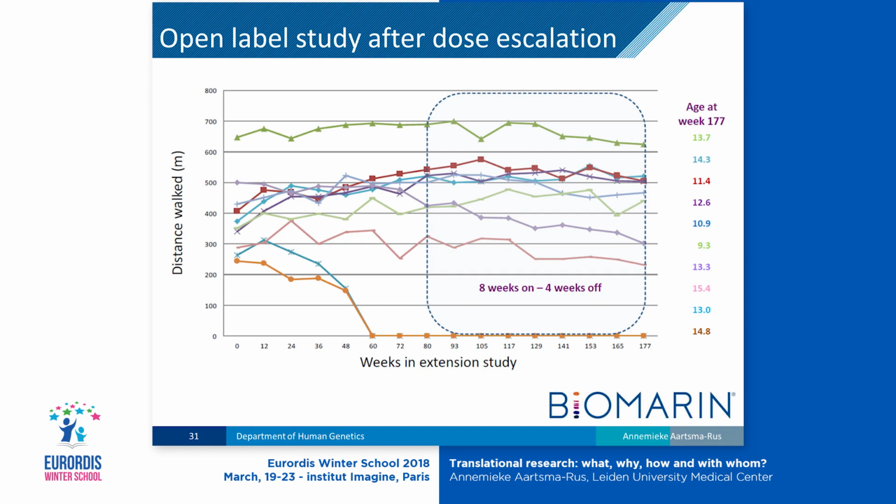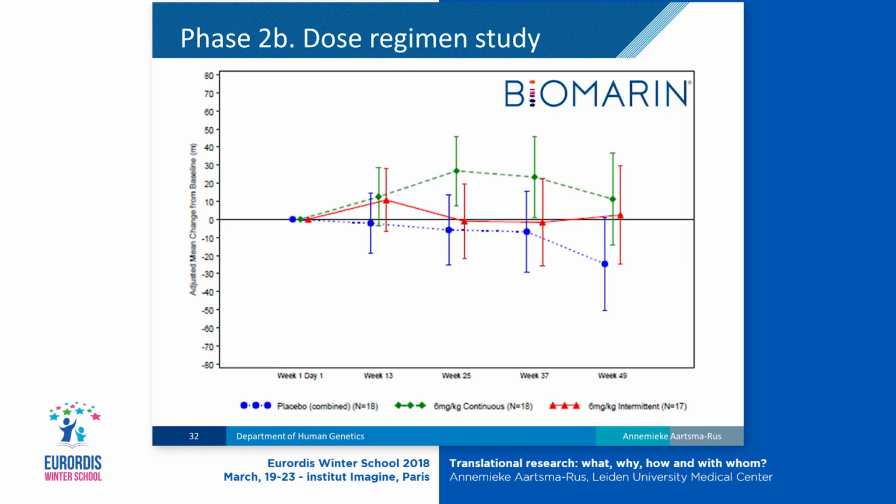So here what you see is the patients seem to be stable for 3.5 years, which is not really what Duchenne is known for. With Duchenne you expect patients to get worse. So this was encouraging, but this is an open label study. So everyone knew they were being treated.